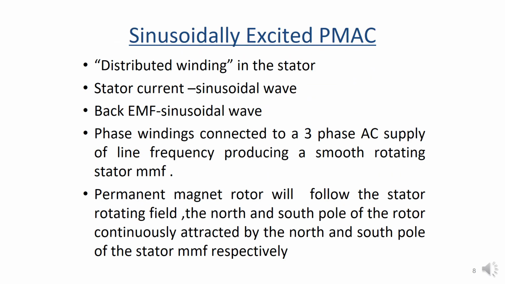The sinusoidal excited permanent magnet AC motor has distributed winding in the stator. The stator current shape is a sinusoidal waveform, and the back EMF shape is also sinusoidal. The phase winding is connected to a three-phase AC supply of line frequency, producing a smooth rotating stator MMF. The permanent magnet rotor will follow the stator rotating field. The north and south poles of the rotor are continuously attracted by the south and north poles of the stator MMF respectively.